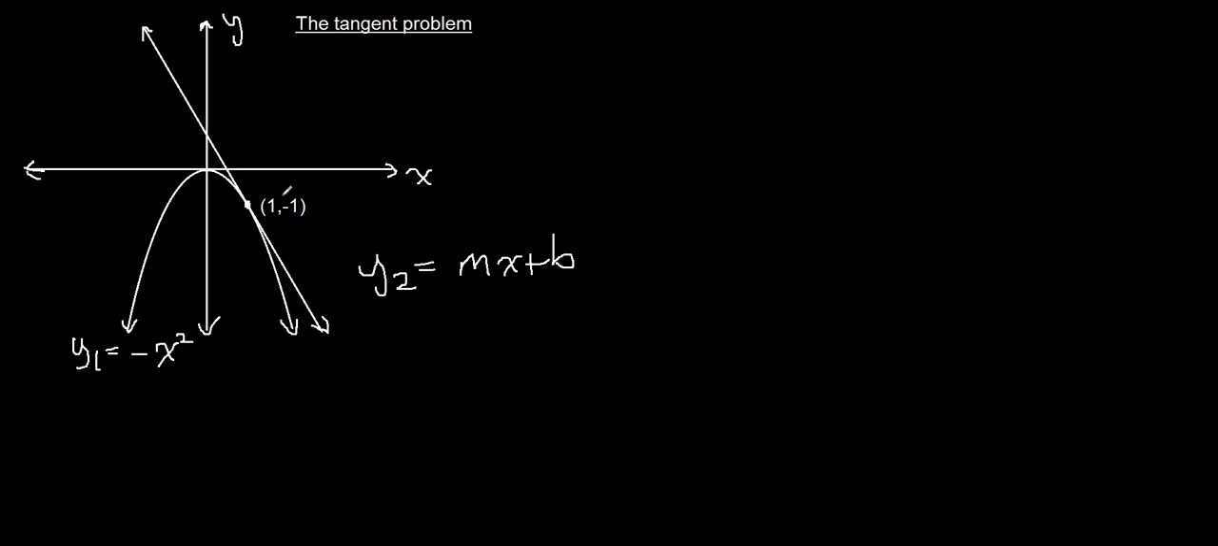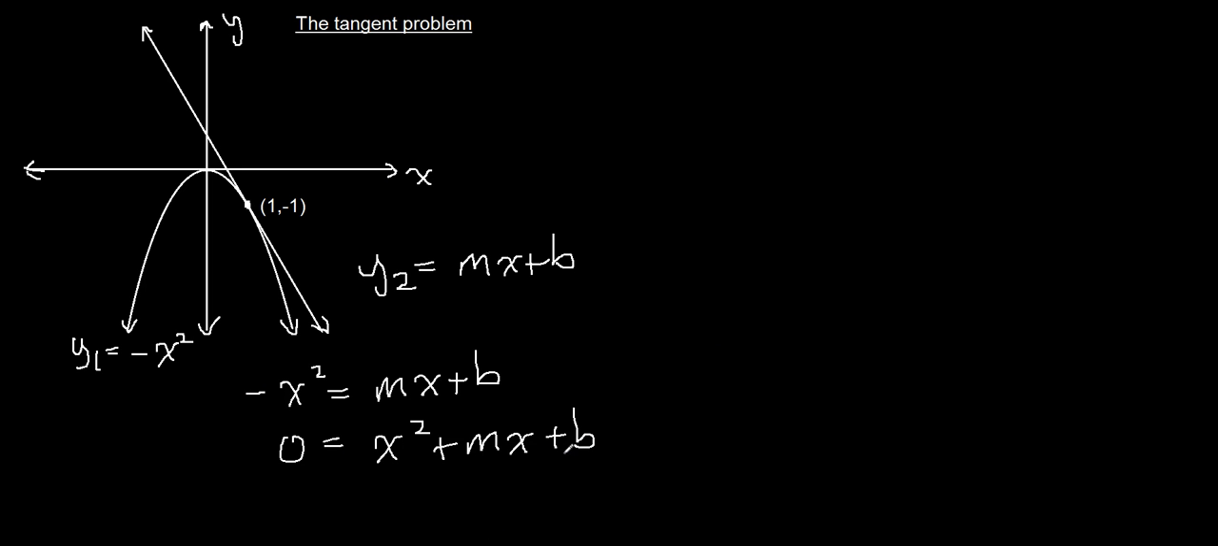So at the point where they touch, what do you know about the y value? That's right, it's the same. So y1 actually equals y2 at x equals 1. So these two functions are equal. You can say negative x squared is equal to mx plus b. And if we bring the x squared to the other side, you get 0 equals x squared plus mx plus b.